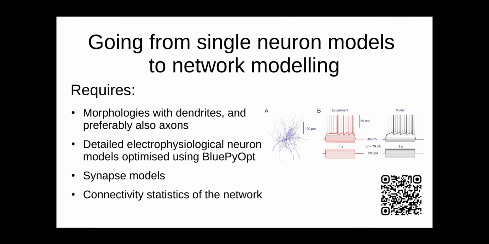In order to create these networks of neurons, we will need detailed morphologies. So we would need dendrites and preferably also axons that we can do touch detection on. In addition to that, because we want to simulate this, we will need electrophysiological neuron models. In our case, these are optimized using BluePyOpt. We also need synapse models because we're going to connect the neurons together. And it's very good to have connection statistics so we know how much we should prune the network.